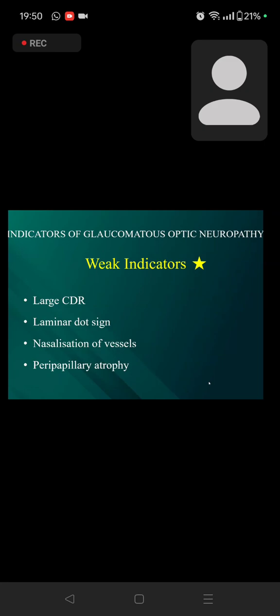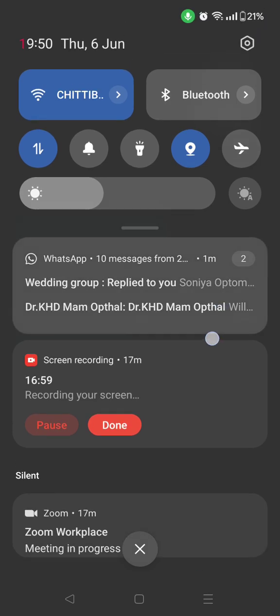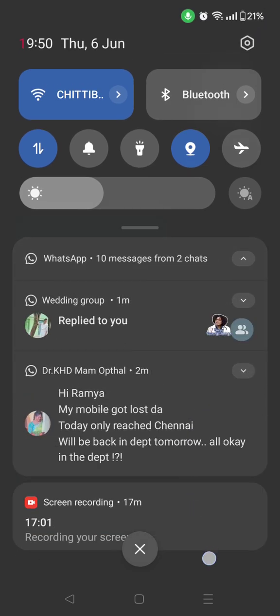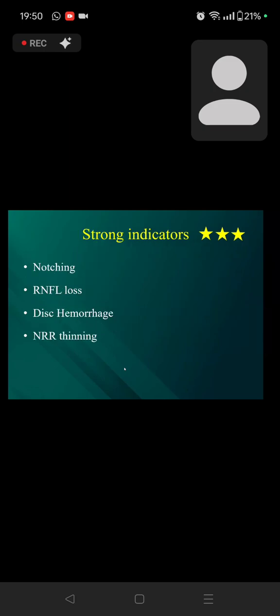And with all these findings, we classify them as weak indicators, moderate indicators, and strong indicators. Weak indicators are large CD ratio, laminar dot sign, nasalization, and peripapillary atrophy of alpha zone. Moderate indicators are cupping more than pallor, CD asymmetry, violation of ISNT rule, baring of circumlinear vessels, and bayoneting of vessels. And the strong indicators, as I told, please remember the triad of disc hemorrhage, RNFL loss, notching, and NRR thinning.